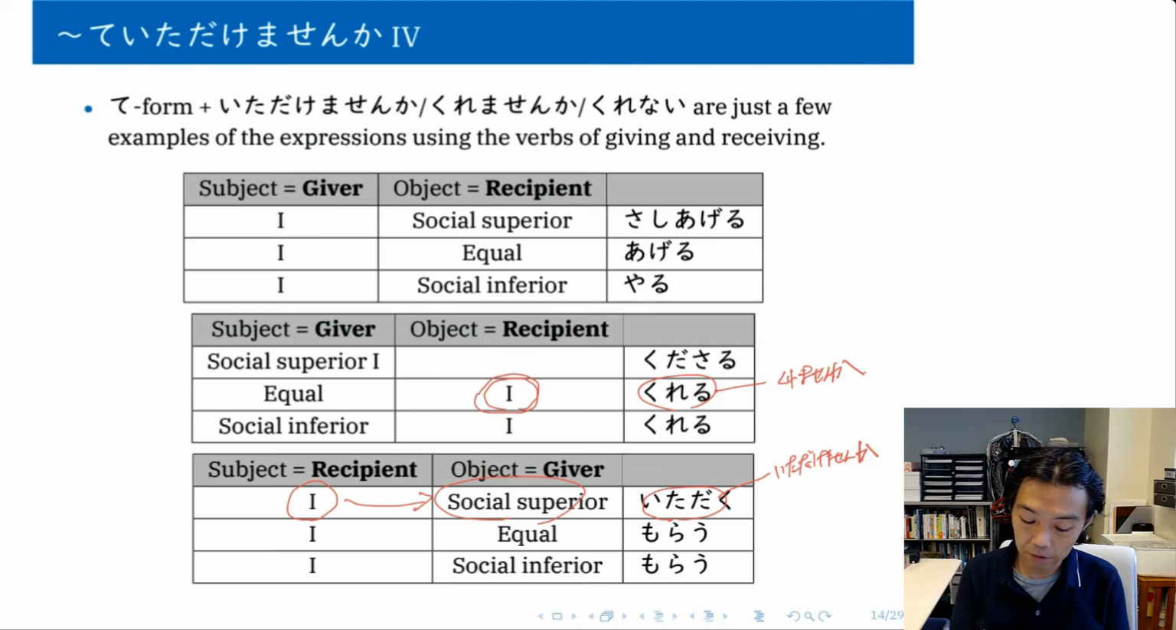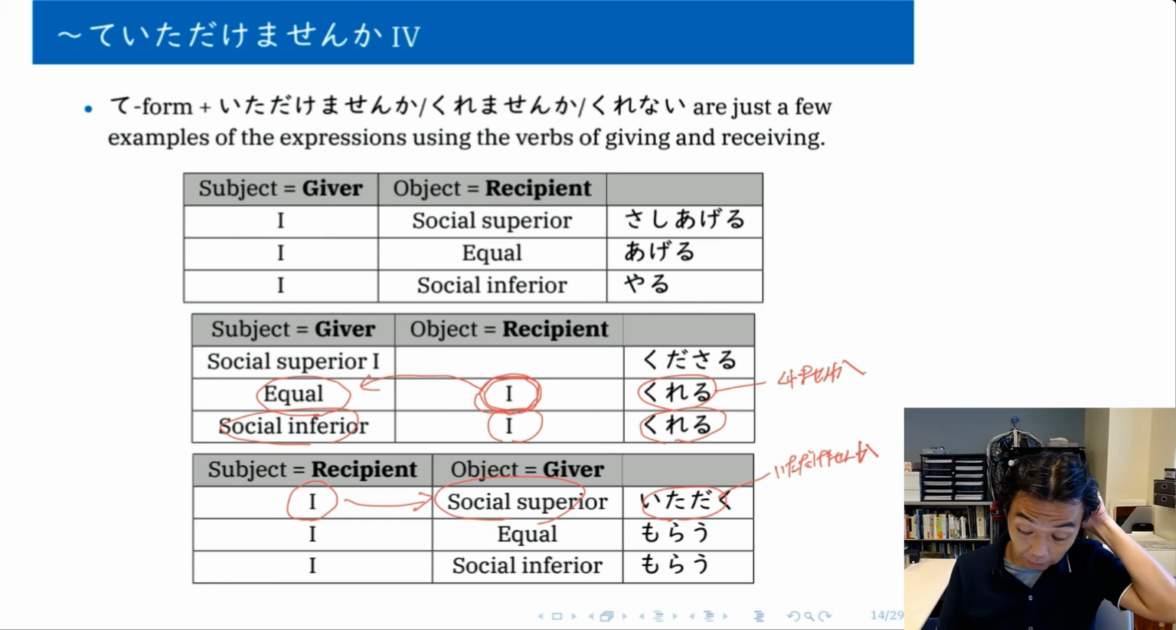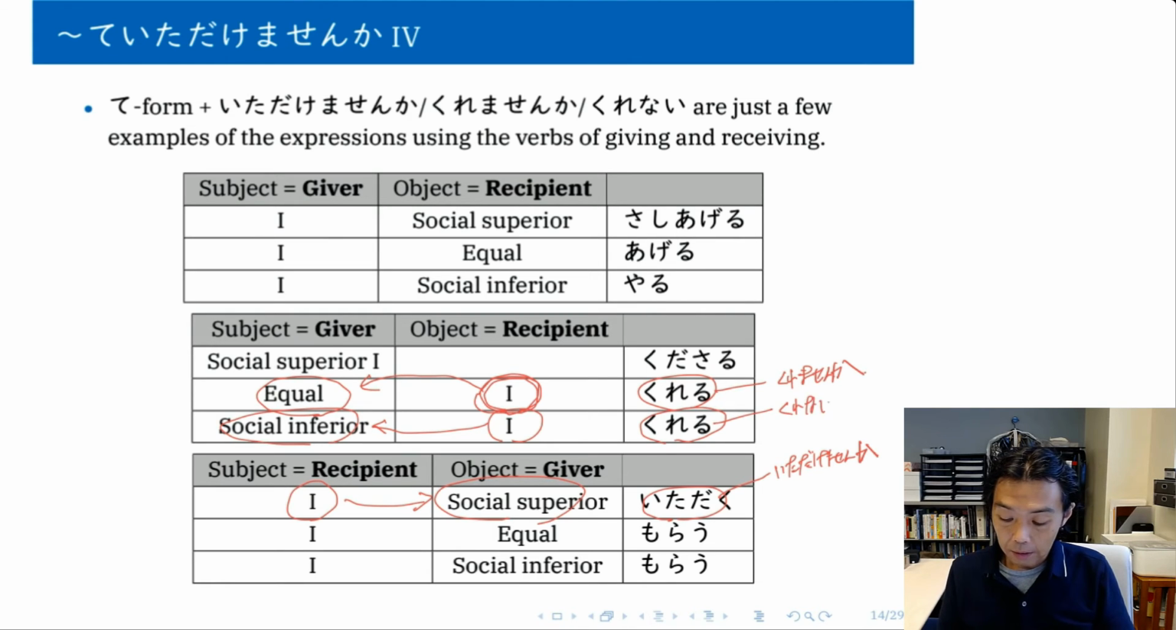So in a way, もらえませんか and くれませんか are the same. Remember, these are the verbs to give and to receive. And the only difference is what the subject indicates, right? The subject is giver, sometimes the subject is the recipient. So these two expressions have exactly the same meaning. 写真を撮ってくれませんか? 写真を撮ってもらえませんか? Mean exactly the same.